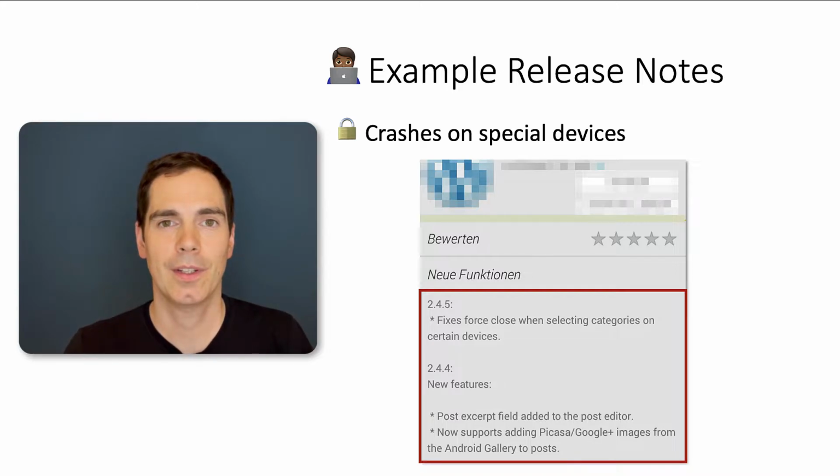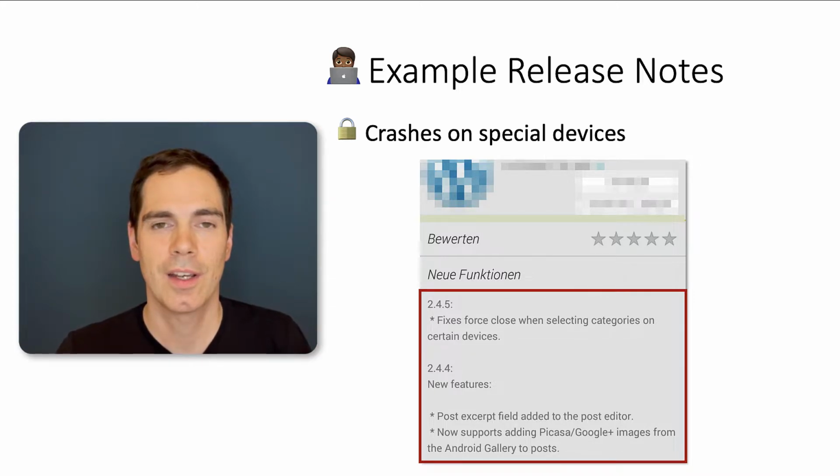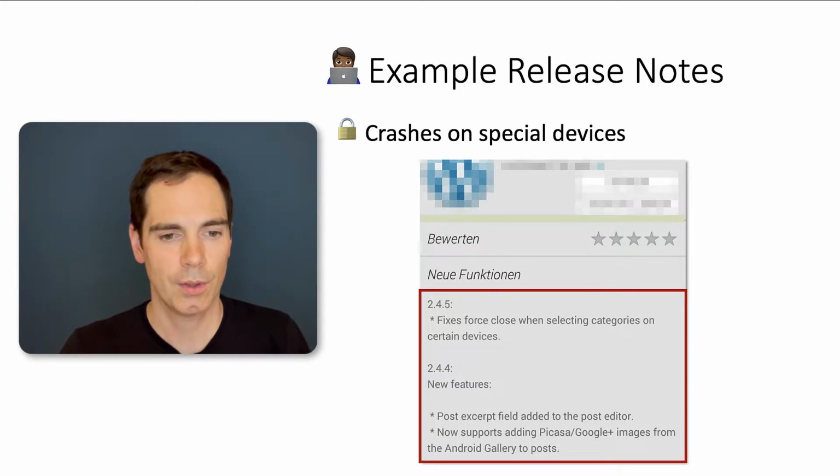Here are some examples of release notes. Bear with me, the screenshot is partially in German, partially in English. However, it's really detailed information that's helpful for you as a software tester or mobile tester to use. So in this case, it's about crashes on special devices. Of course, special devices is a broad area, especially if you look at it, it's an Android release note. We have lots of thousands of Android devices on the market. However, it gives us some more information.